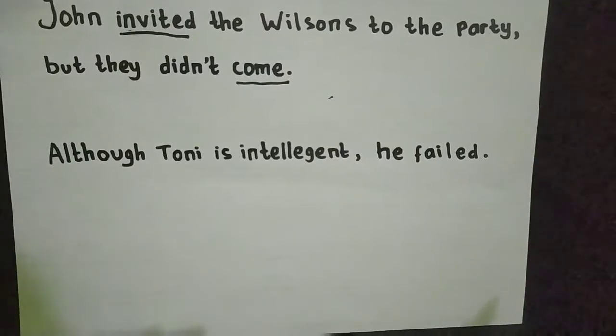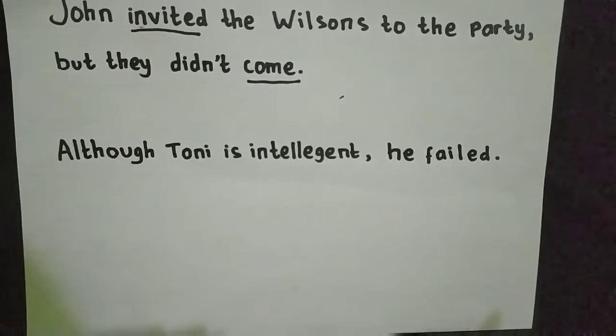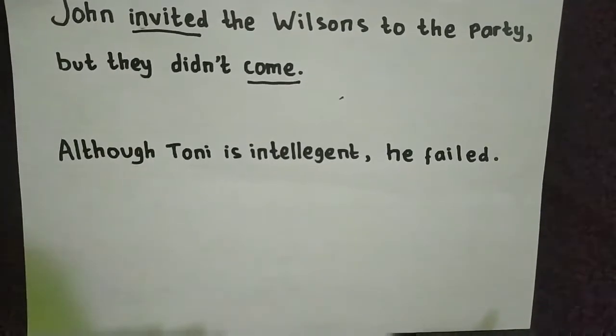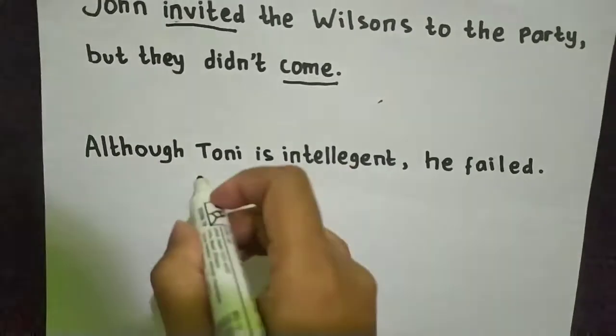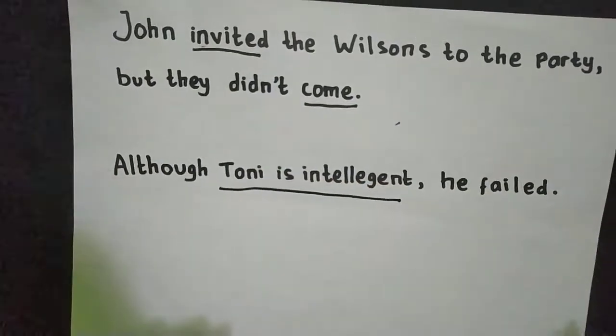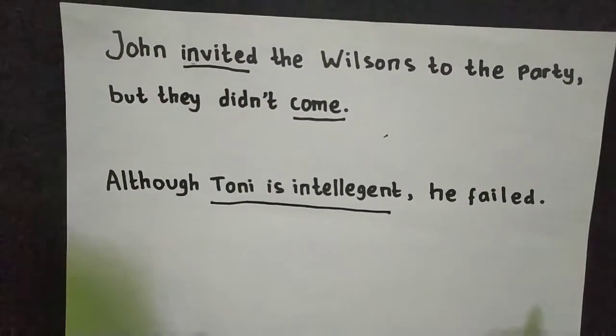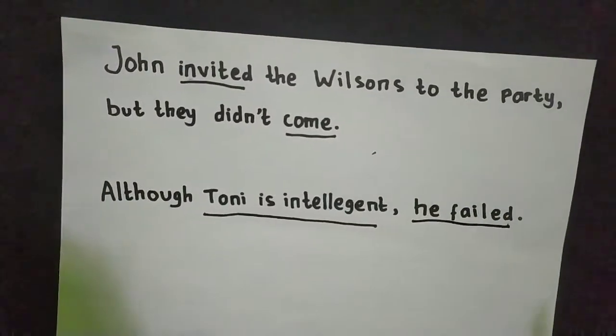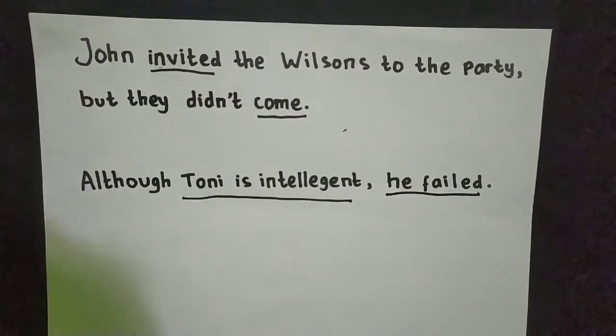In the major clause, there are independent clauses and dependent clauses. An independent clause is a clause that can stand alone, and a dependent clause is a clause that cannot stand alone. For example, although Tony is intelligent, he failed. Tony is intelligent is the dependent clause, and he failed is the independent clause.